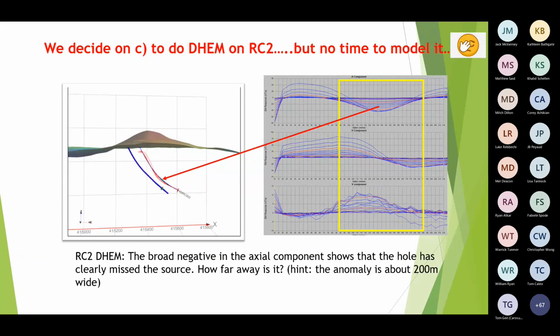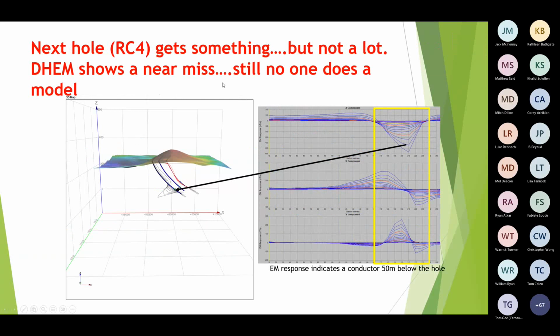But the downhole EM can still see it. It's pretty good. They do downhole EM. We could model that downhole EM or not. Just drill another hole. So what they did instead was drill another hole. And guess what? Missed again. But the downhole EM shows that you're much closer. Right. So we're getting there.